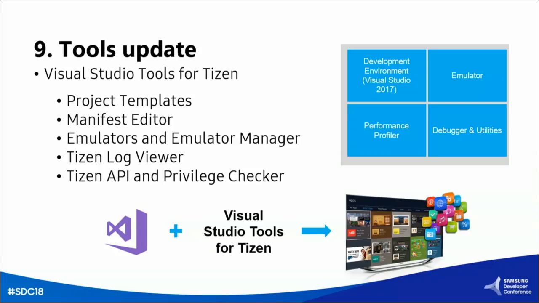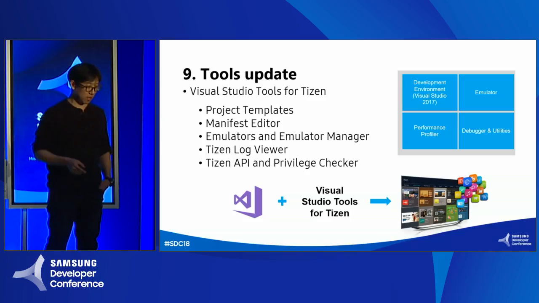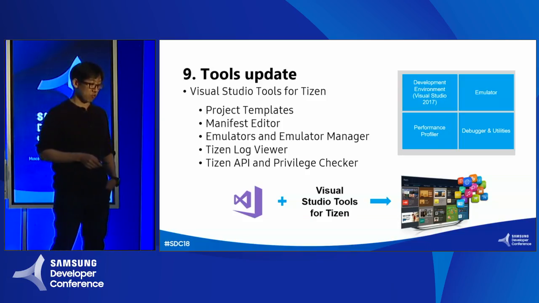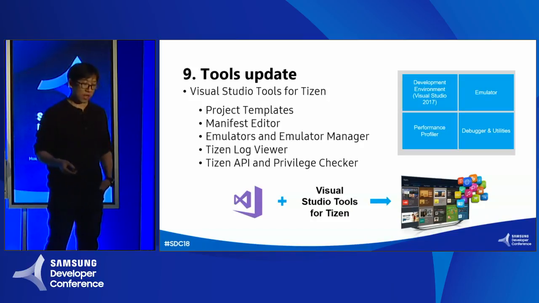So the next one is the tools update. We added many templates. The official name of the SDK is Visual Studio Tools for Tizen. There are additional tools we already added, like manifest editors, emulators, and log viewers. And this year, we added more profiler features, and we are planning to improve the debugger next release. So we are continuing the effort to give you the best tool experience.